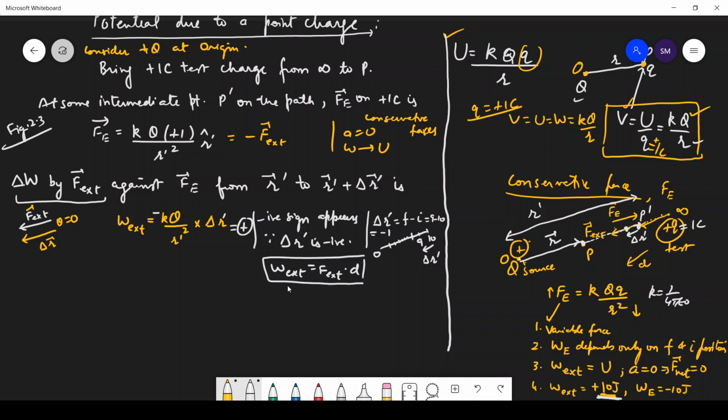So work done by the electrostatic force will be electrostatic force into displacement. It is a dot product. But the work done, I know that it is positive work. So this delta R dash is negative, so this is the negative figure I will get. So to make it positive, I have to put a negative sign here. Now, this is delta W, small work done for a small displacement, and this will be positive.